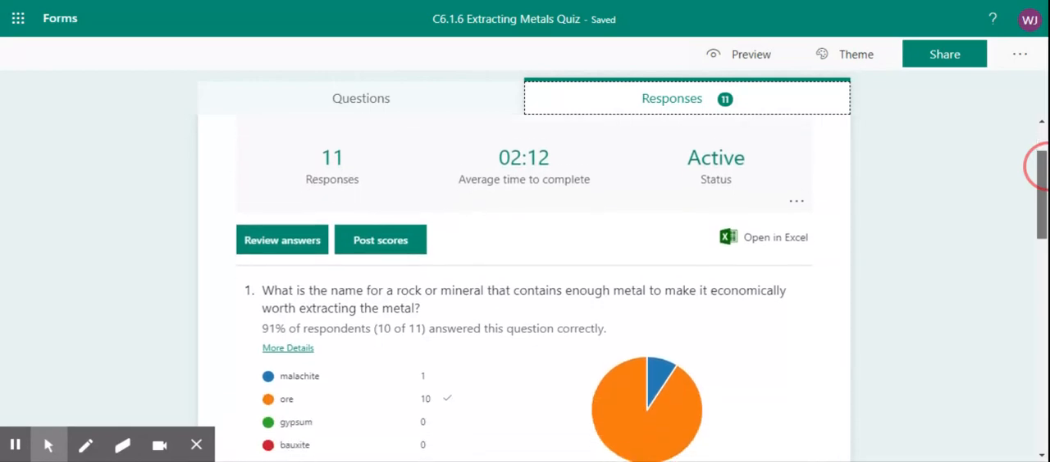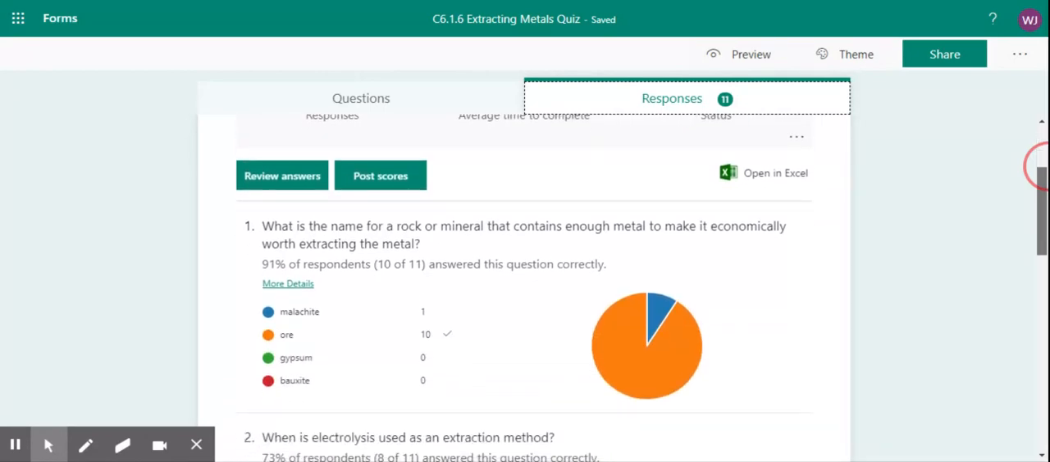So, the first question was very well answered. Most of you got this right. What's the name for a rock or mineral that contains enough metal to make it economically worth extracting the metal? As most of you said, the answer is ore. The other answers on there, malachite, gypsum, bauxite, are all specific examples of ore. The person who put malachite, that's the copper ore.